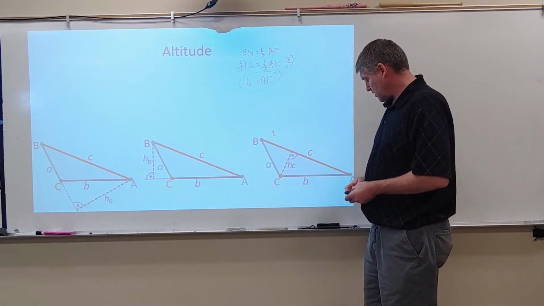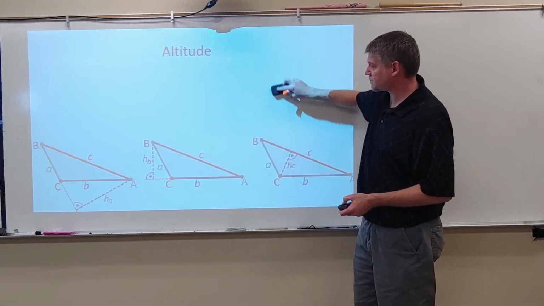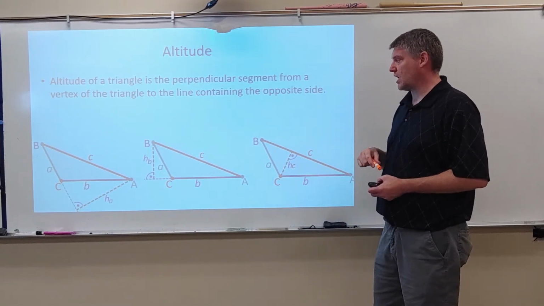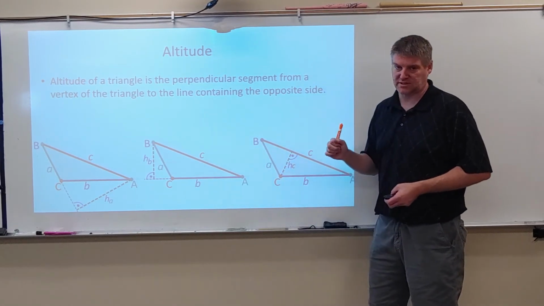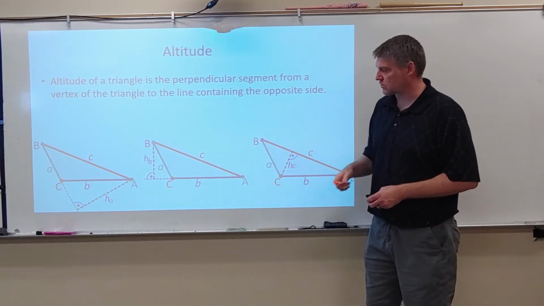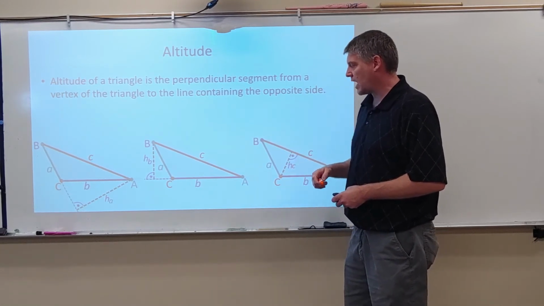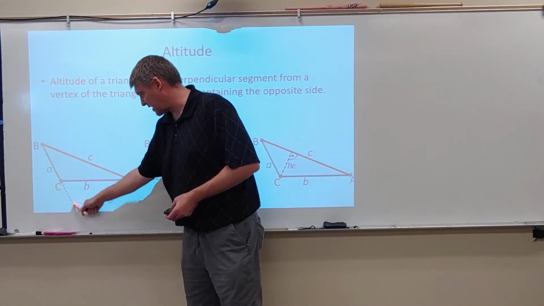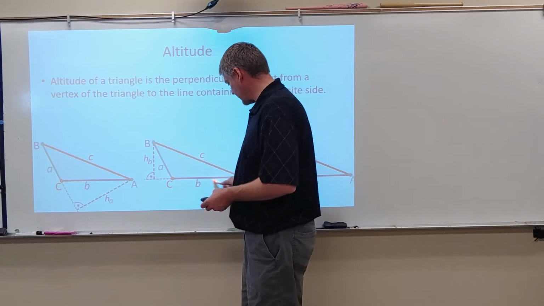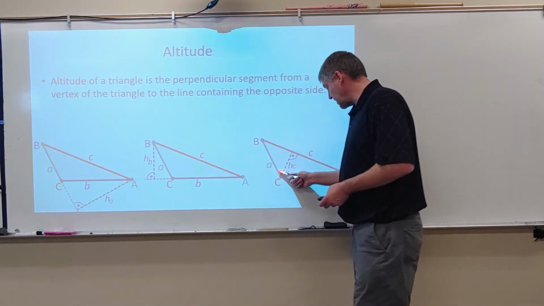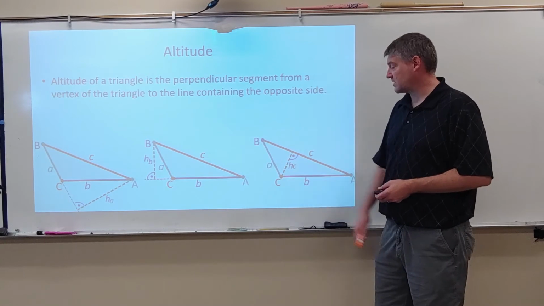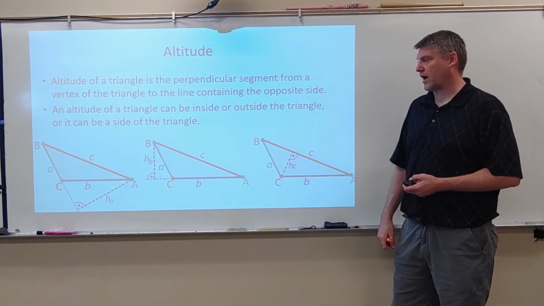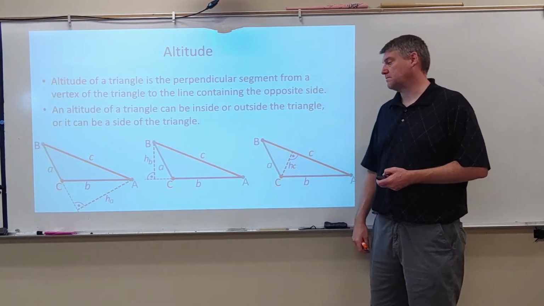The altitude. So the altitude of a triangle is the perpendicular segment from a vertex of a triangle to the line containing the opposite side. So we might have to extend that side out. So here's examples of altitudes. So notice here's my altitude here. I had to extend out BC. Here I had to extend out AC. There's my altitude. Sometimes the altitude is inside of it in this case. An altitude of a triangle can be inside or outside the triangle, or it can be on the side of a triangle.